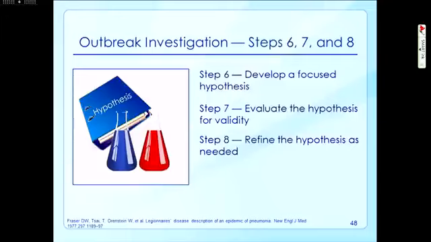During steps 6, 7, and 8, focused hypotheses, that is, theories that could be tested for validity, about Legionnaire's disease were developed regarding how and why the outbreak occurred. They were then evaluated for validity and refined as needed. One hypothesis stated that the illness was associated with convention attendees who were guests at or who had visited the particular hotel during their time at the convention.